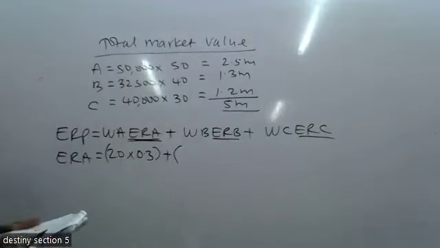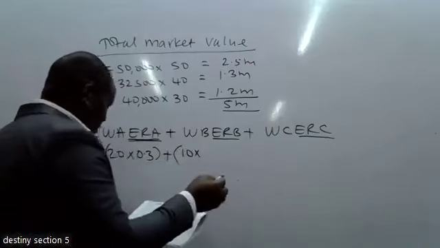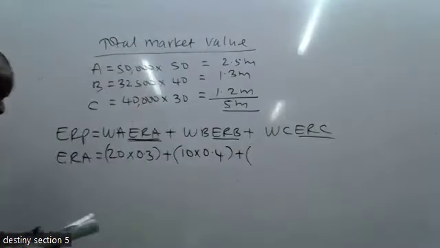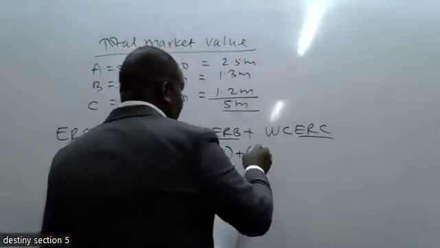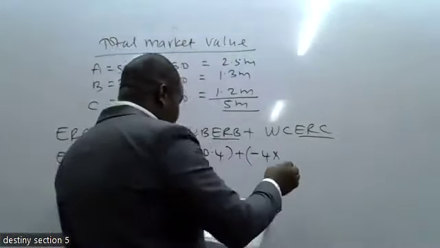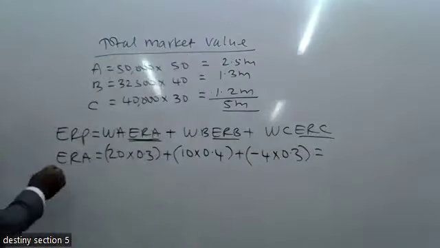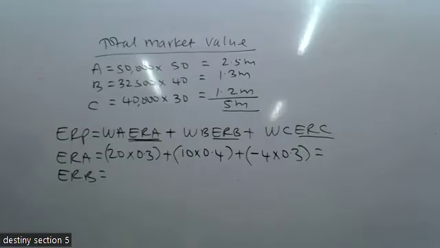For normal, what percent did you get for A? 10. You take 10 multiplied by 0.4. Then what are you getting under recession for A? -5. The probability is 0.8. Those figures are the percentage returns we calculated. We shall also be required to calculate the expected return for B.